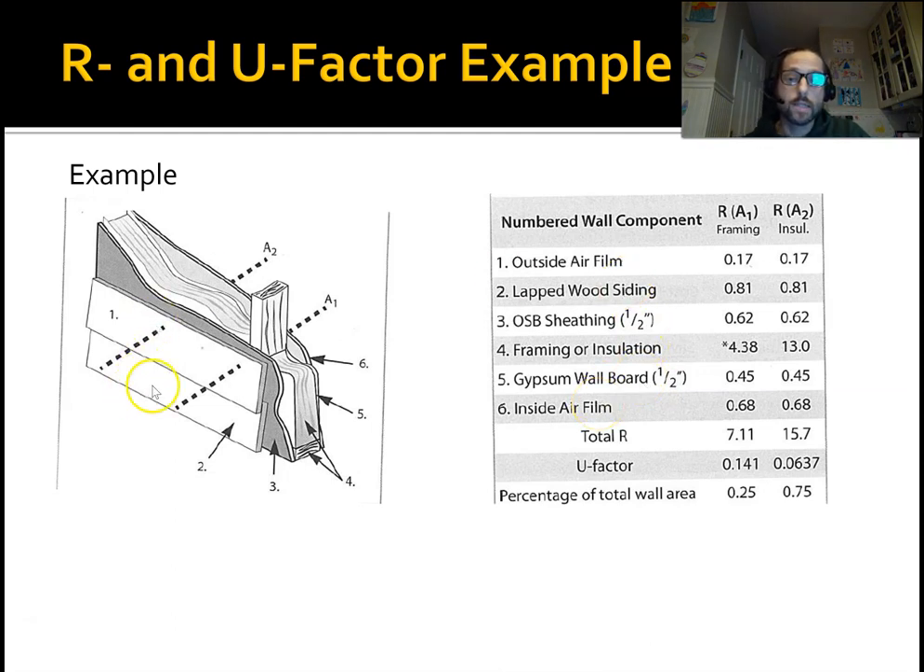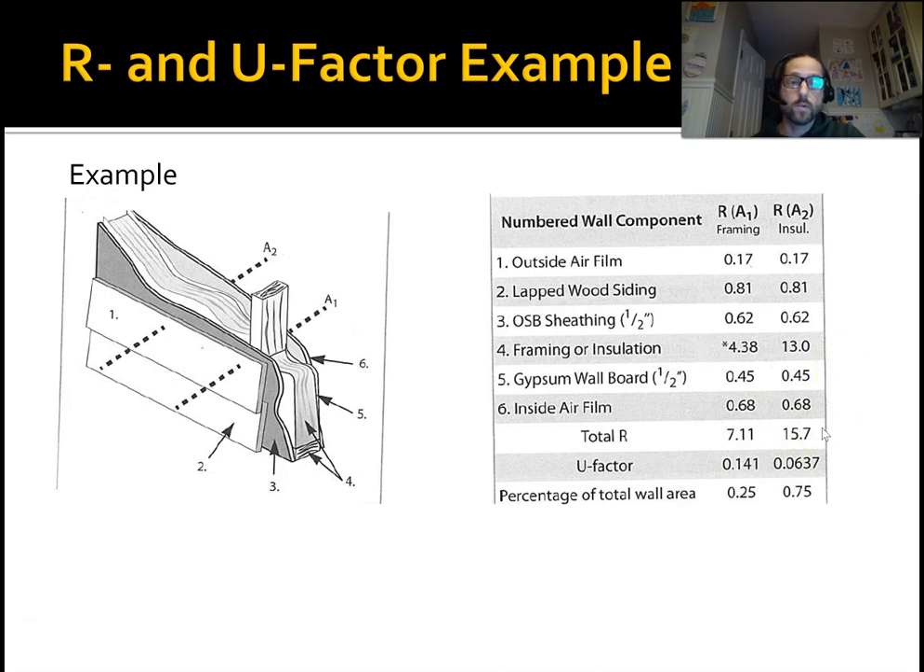These are exactly the same, except this one has insulation and this one has wood. So same, same, same; this is different, same, same. Step one, which you'll do in your lab this week, is to find the R value of each of those, the total R value of each surface. You add all these up, and your total R is 7.11 and 15.7. I provide a link to the table so you can look up the R values of the different surfaces in the lab.